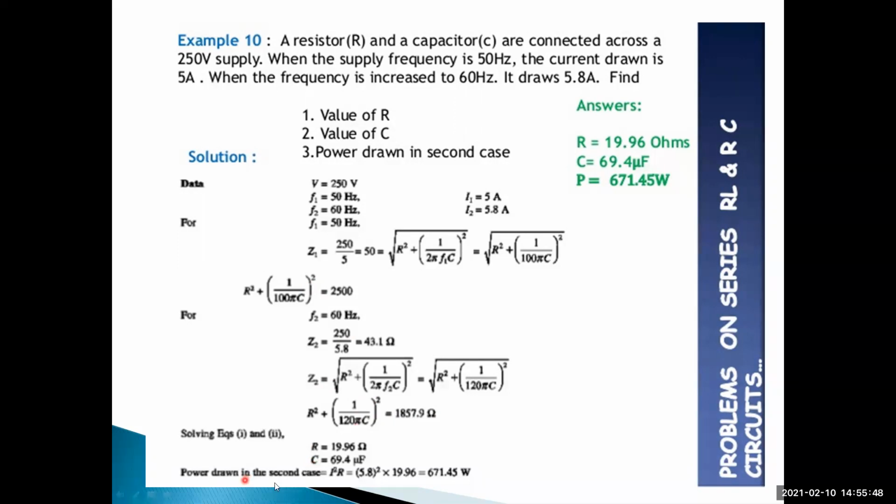Then power drawn in the second case is power is equal to I square into R. That is 5.8 whole square into resistance 19.96. This is the power drawn by the circuit in the second case. It's clear.